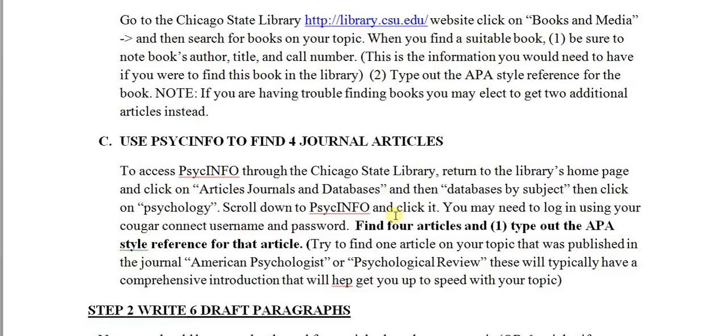Additionally, these need to be peer-reviewed journal articles. News articles, articles that you find on the internet, those do not count. Right? So they need to be peer-reviewed, published in academic journals.